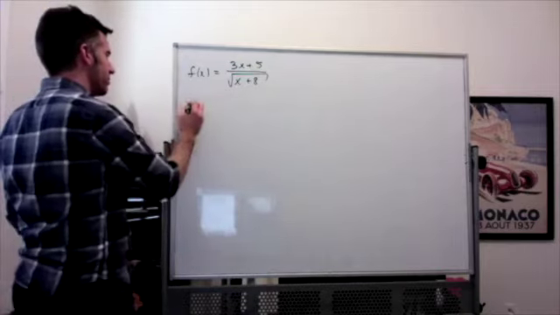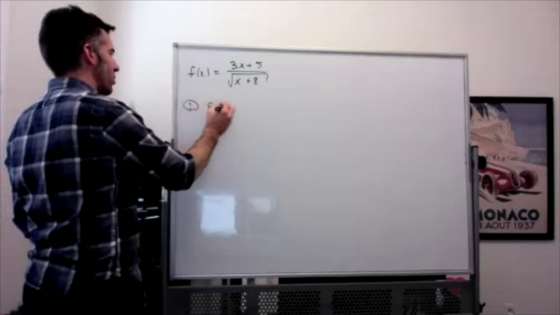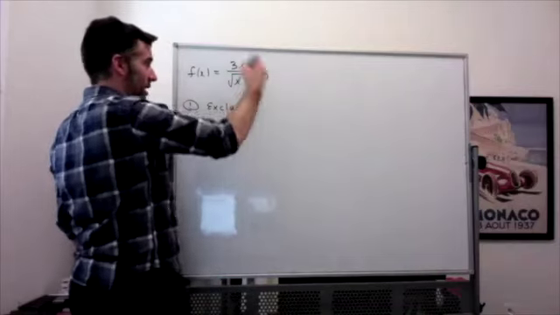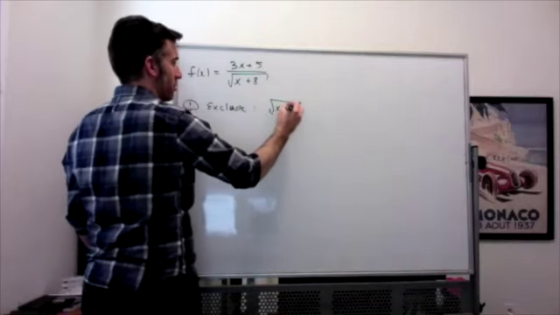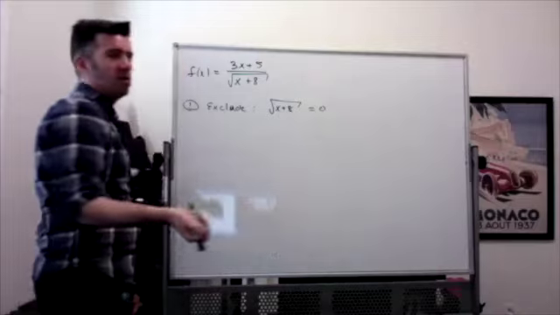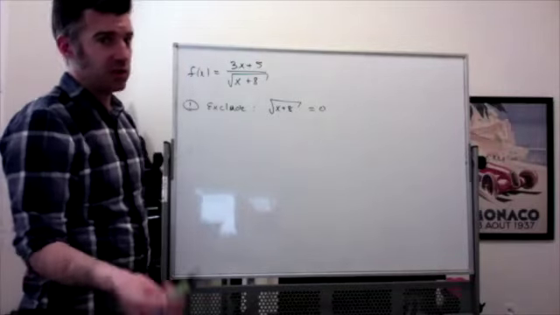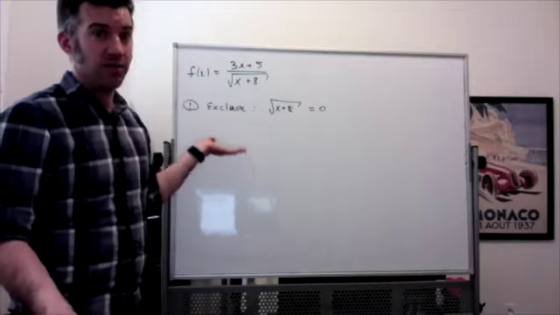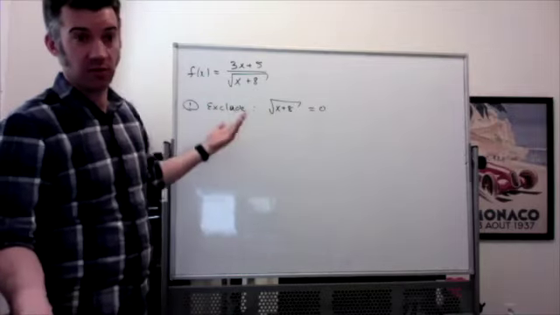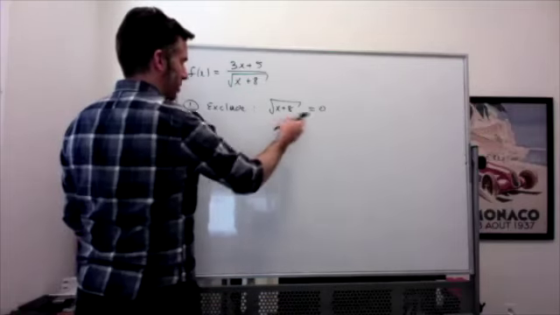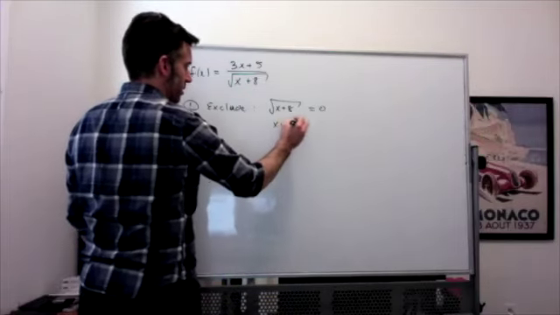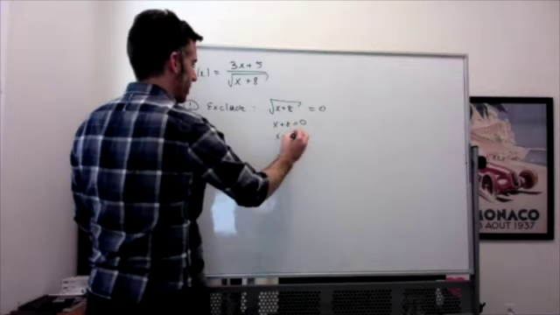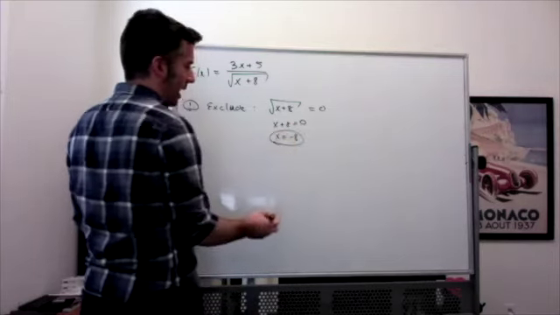Thing one, I want to exclude where the denominator is equal to 0. So I want to exclude where the entire denominator is equal to 0. You can do whatever work you want to solve this. You can square both sides and then subtract 8, or you can just see that if x is negative 8, then negative 8 plus 8 is 0, and the square root of 0 is 0. Or you can square both sides, right? You get x plus 8 equal to 0 squared, which is 0, and then x equal to negative 8. So we want to exclude that.